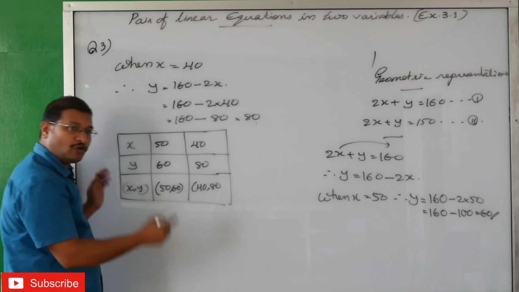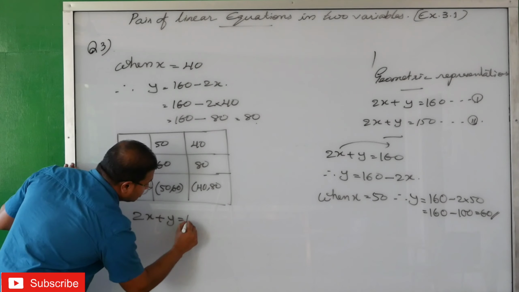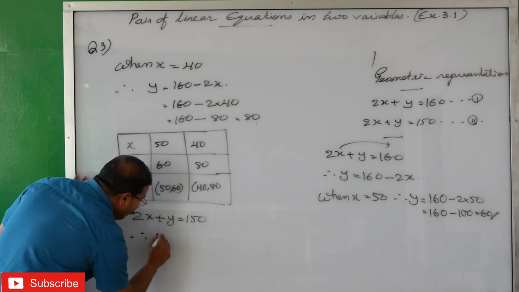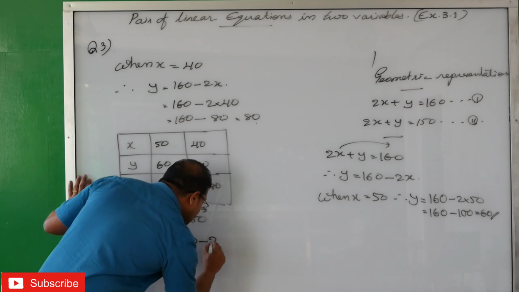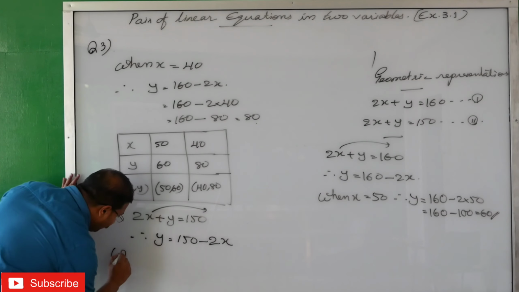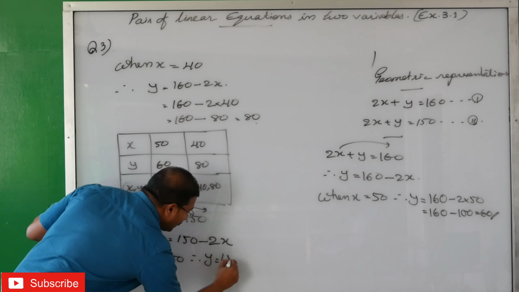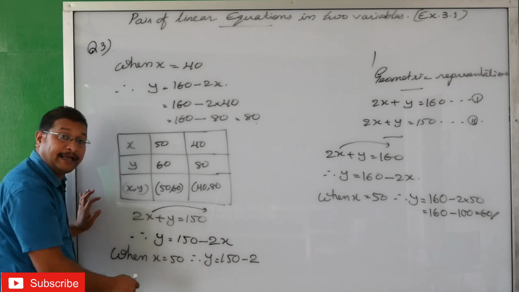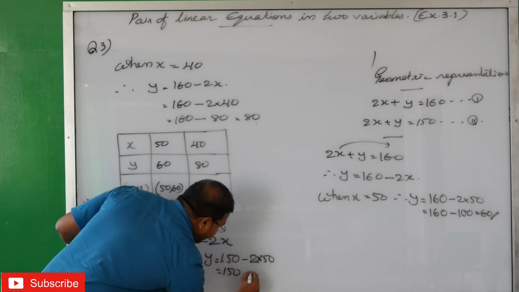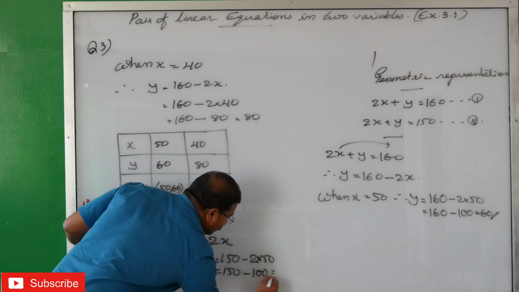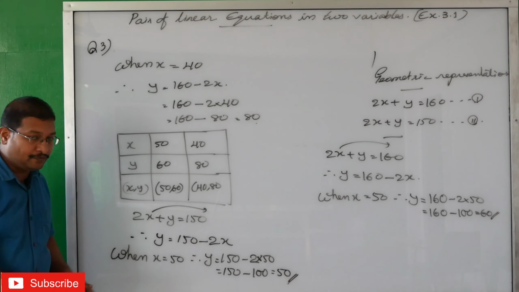Ready? So let us go for the second equation. What is the second equation? 2x plus y equals 150. Therefore, y equals 150 is here. This 2x will carry to the next side. It will be minus 2x. Now we'll write, when x equals 50, therefore y equals 150 minus 2 into, in place of x, what will you write? 50. 2 into 50 is 100, equals 150 minus 100, 50. Ready? So we got the first value of y.